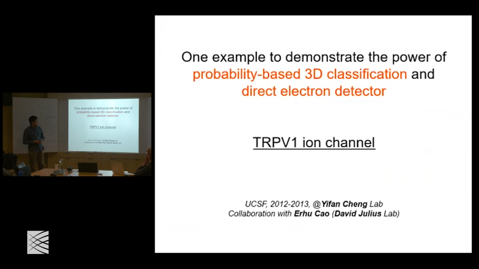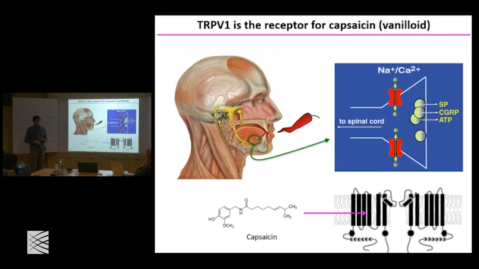So next, I will use TRPV1 as an example to show how these two aspects actually help improve the result. That's the work from when I was still a postdoc working with Yifan Cheng at UCSF. It's a collaboration with Hu Cao at David Julius' lab. Hu now has his own lab at the University of Utah. Hu purified this protein and struggled for a couple of years. It was very difficult to get the crystal structure, but it's a terribly important protein.